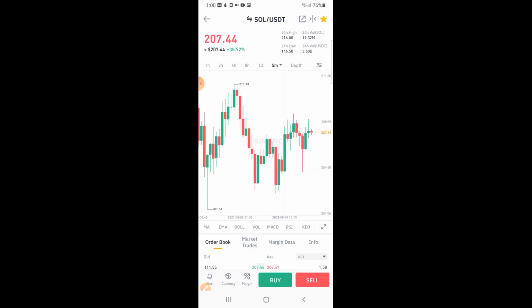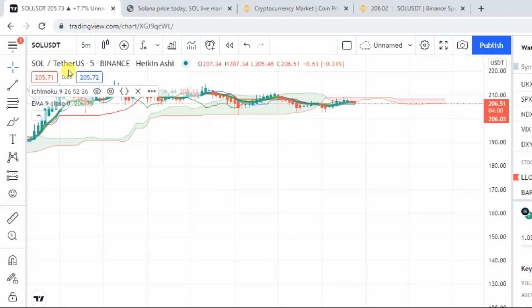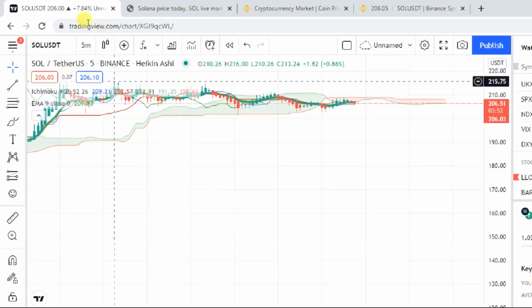In this way you can trade and make more profits. I hope you will understand everything in this video. If you have any confusion, comment below in the description of this video. Some already told me that the mobile screen is small and they don't understand, so I am showing on the computer screen, laptop screen.